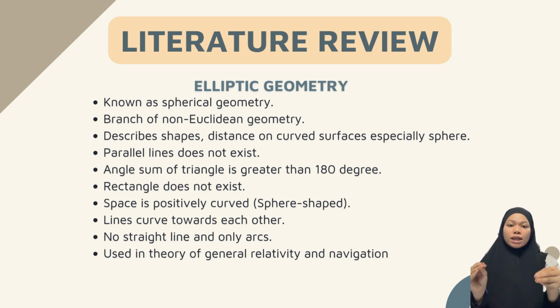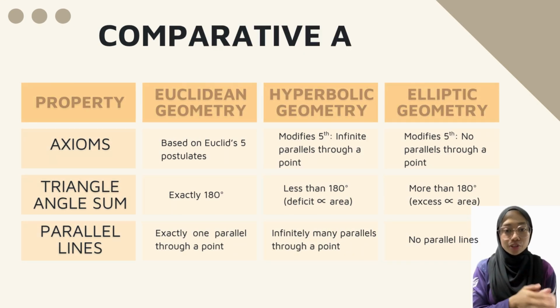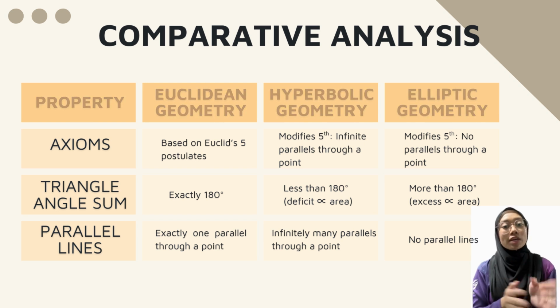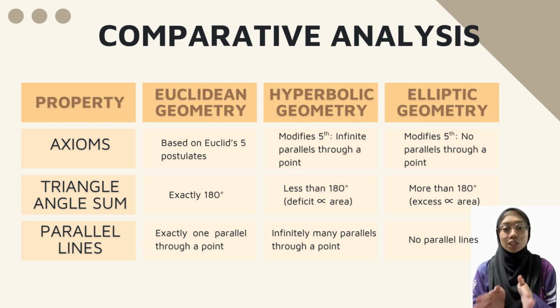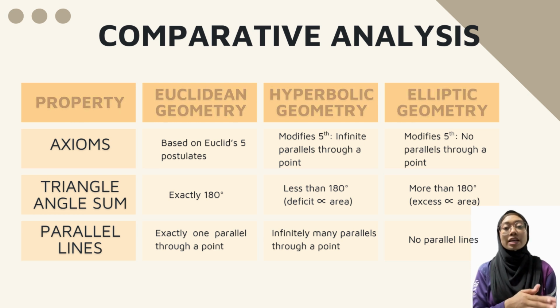To better understand how different geometries behave, we can compare Euclidean geometry with its two main non-Euclidean geometries, which are hyperbolic and elliptic geometry, each of which has unique characteristics that affect how we understand space, shapes, and measurement. This table provides a side-by-side comparison across key properties.